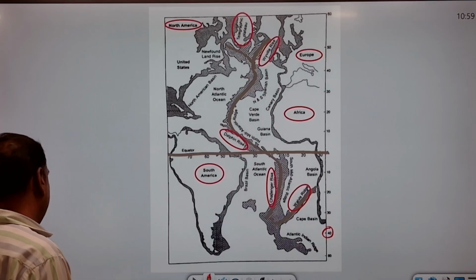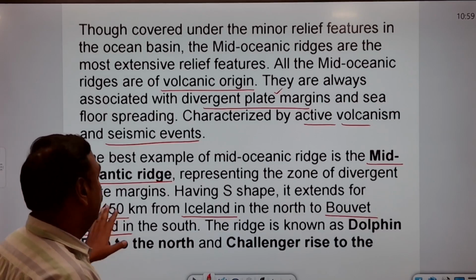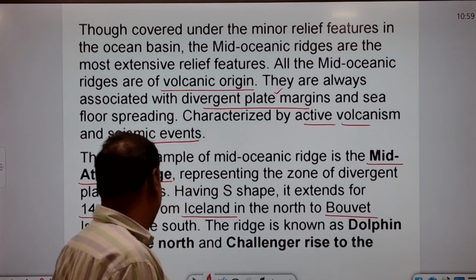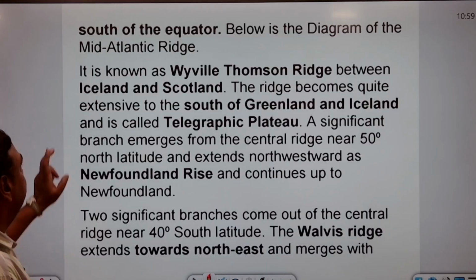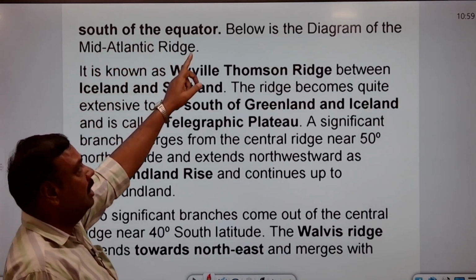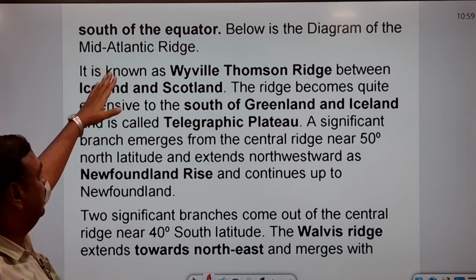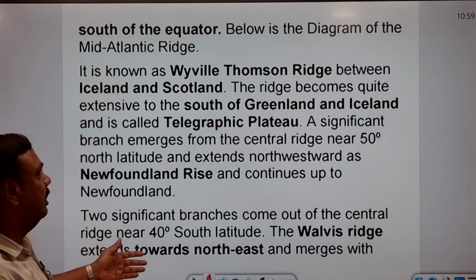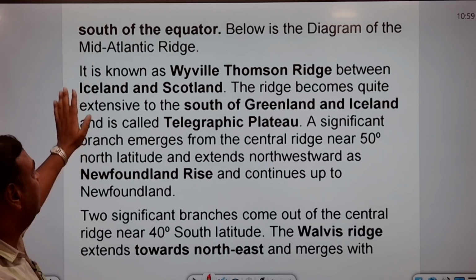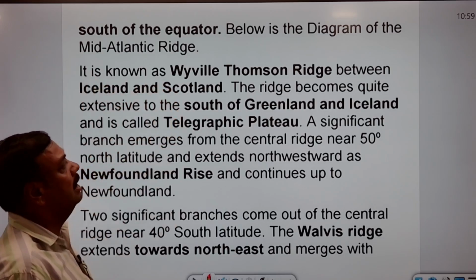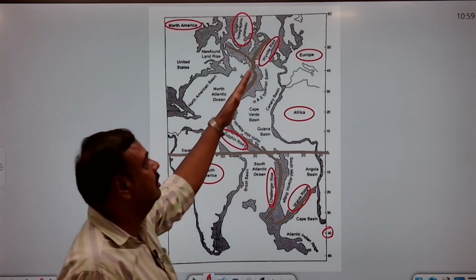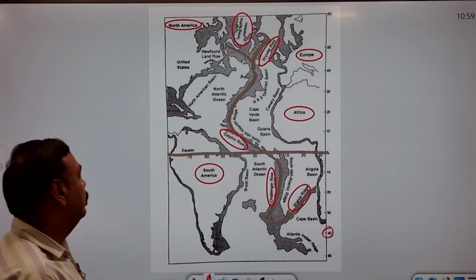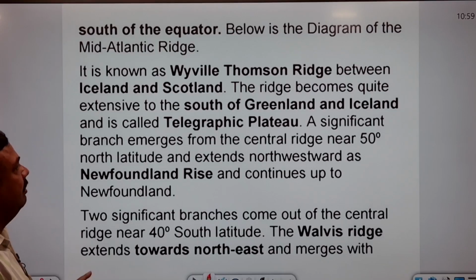Okay, now I will take the text. The ridge is known as Dolphin Rise to the north and Challenger Rise to the south. I told you, right? South of the equator. Below is the diagram of the Mid-Atlantic Ridge. I have given you the diagram there, right? It is known as Wyville-Thomson Ridge between Iceland and Scotland. The part is moving here, so it is called Wyville-Thomson Ridge.